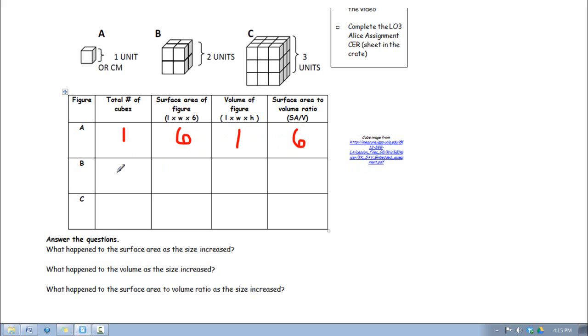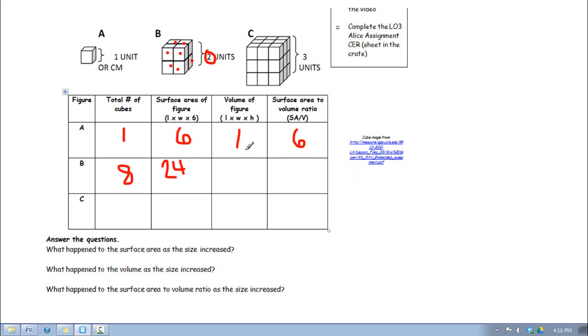B, how many cubes are there? Well, we can see on the front 1 cube, 2, 3, 4, and then on the back side, here's 5, 6, 7, and then 1 in the back corner that we can't see because this is a 3D image, but we know that there are 8 cubes. Surface area, well now we have 2 units on each side. So for the surface area, you have to take length times width times 6. 2 times 2 times 6. 2 times 2 is 4. 4 times 6 gives us 24.